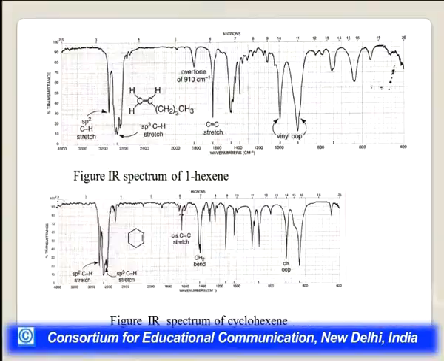For example, you can see these are the spectra of alkenes. This is 1-hexene and this is cyclohexene. Here you can see this band is related to the sp2 CH stretch. This is for sp3. This is an overtone. You can see the intensity, and you can see the broadness also. This is a sharp peak as compared to this. And here you can see the IR spectrum of cyclohexene also. This is the sp2 CH region. This is sp3 CH stretching.